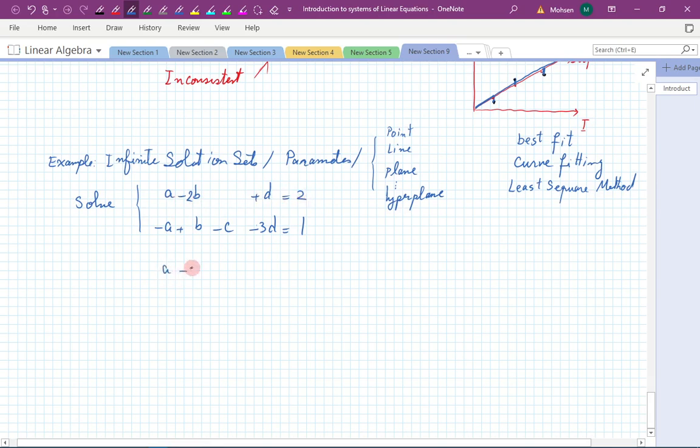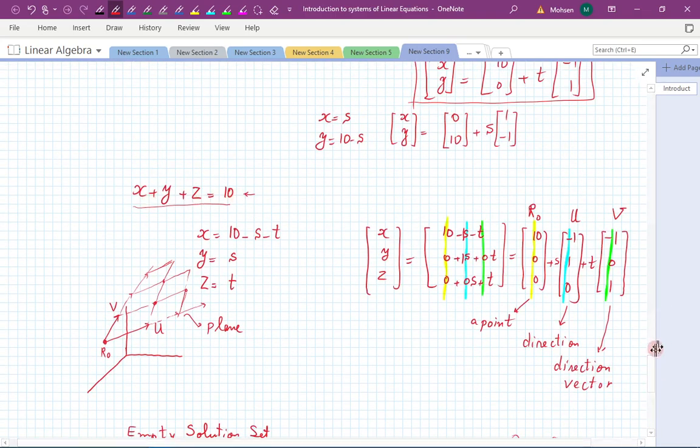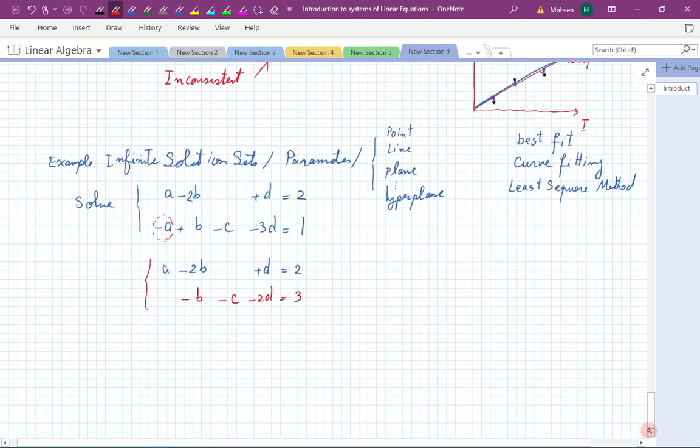First equation is just good as it is. I go ahead and eliminate, and we are going to hear this word quite often, eliminate a from the second equation. How do I do that? Simple, just add the two, and a is going to go away. So when I add these two, I get minus b, and then minus c, and then minus 2d, and 2 and 1, I get a 3. This is sort of like the equation that we had here.